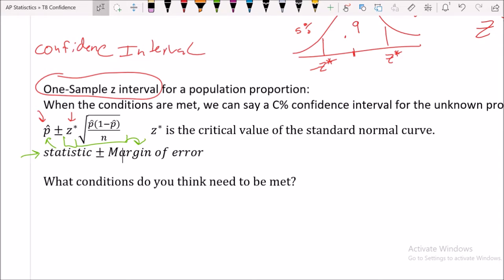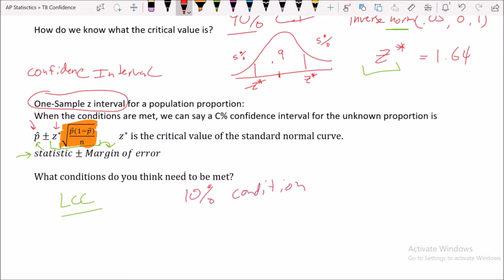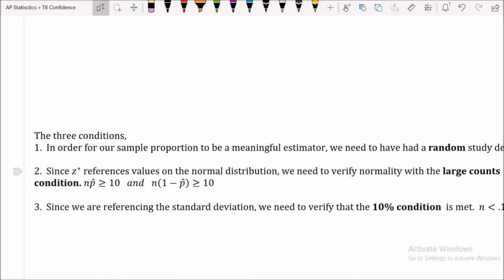Now what about conditions? So look at what we have going on here. First of all, when we calculate our z star, our critical value, we used a normal distribution. And so automatically we should look at that and say, wait a minute, how do we know if it's normal or not? Well, we might know with the large counts condition. So that's one thing that we need to think about. The other one is, do you remember that for this formula, we had to make an assumption of independence? And in order to do that, we had to meet the 10% condition. Now there's actually another one that we have to have as well. So let's go look at those right now.